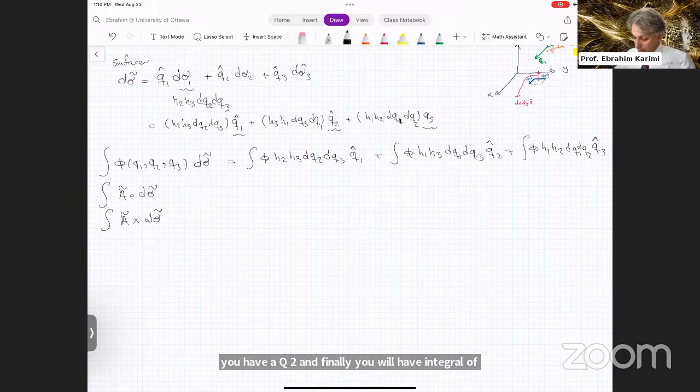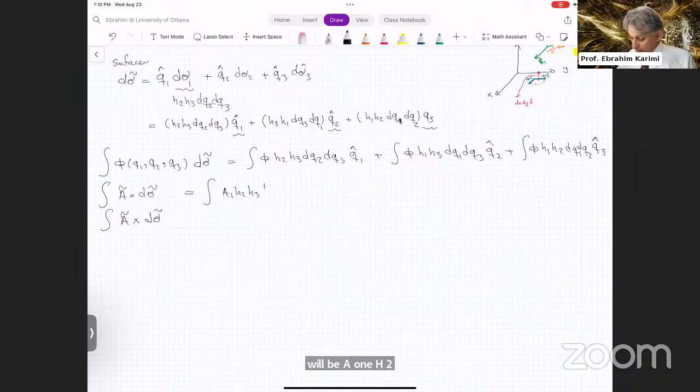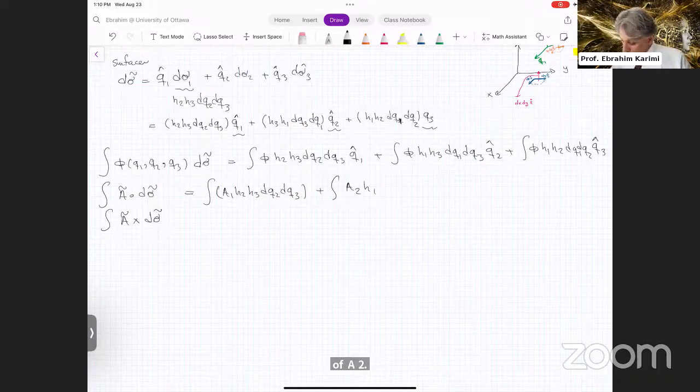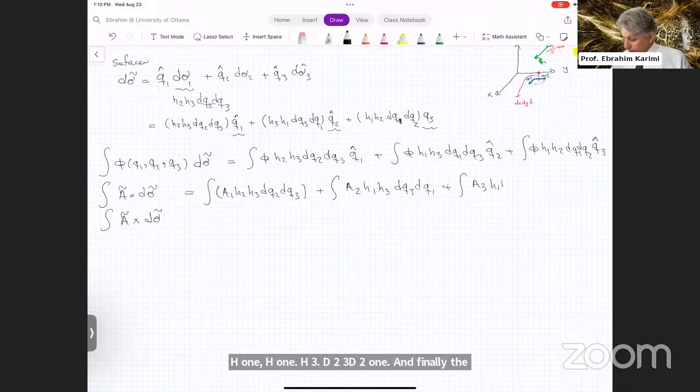The second one, you have a1 q1, a2 q2, a3 q3, and you do the dot product, and the result of this will be the integral of a1, h2, h3, dq2, dq3, which is a scalar quantity, plus the integral of a2, h1, h3, dq3, dq1, and finally the integral of a3, h1, h2, dq1, dq2.